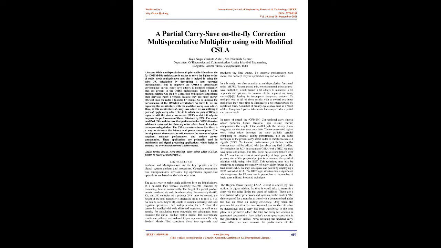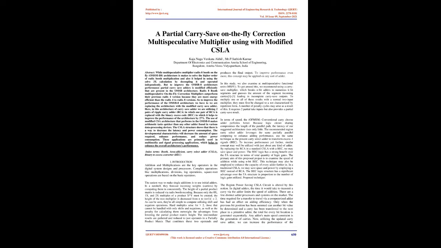So to improve the performance of the OMSB 8 architecture, we are replacing the architecture with the modified carry save adder. Here, in this carry save adder architecture, we are utilizing two pairs of ripple carry adders, RCA, in which one pair of RCA is replaced with the binary excess code, BEC, which helps to improve the performance of the architecture by 27%.